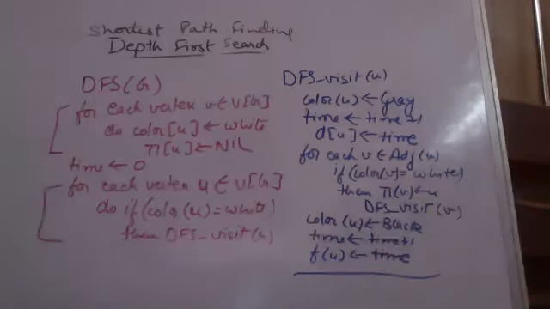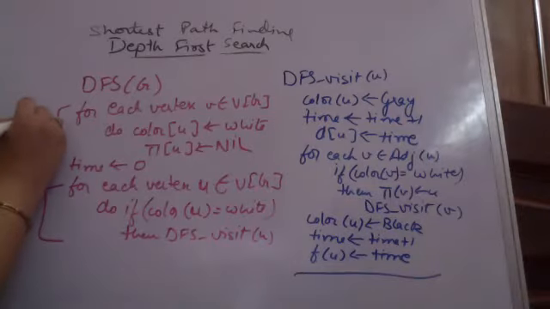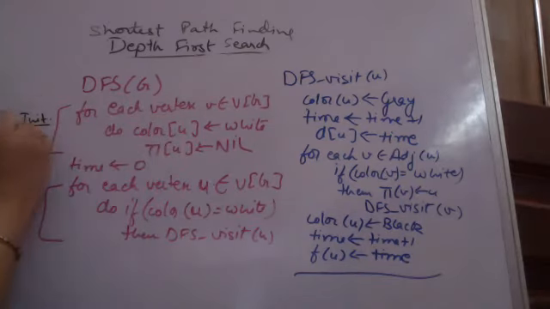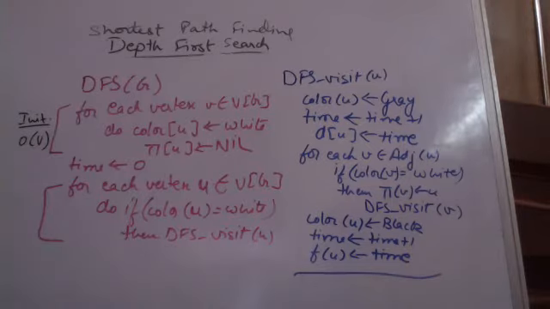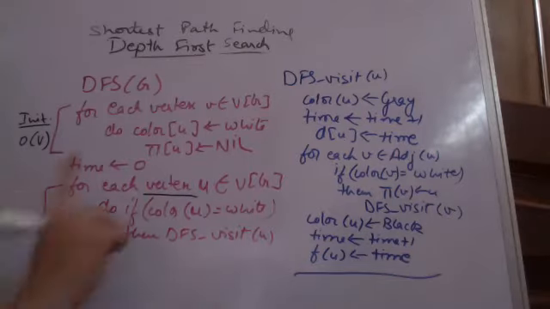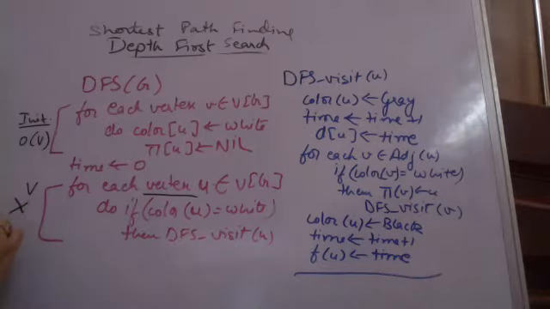Now here again, to understand the complexity, this is my initialization part. Initialization is having a for loop which is running for all the vertices. Single for loop running for all the vertices. This is taking of the order V time. Is it clear to all? Yes, ma'am. Now I have another loop which is running for all the vertices. So this loop is running for V time multiplied by the DFS visit time.